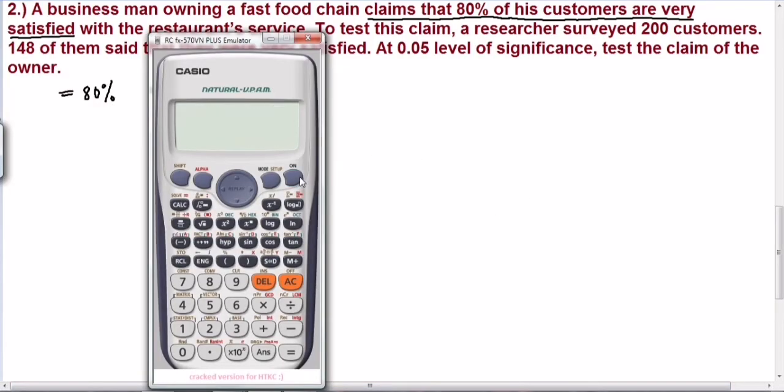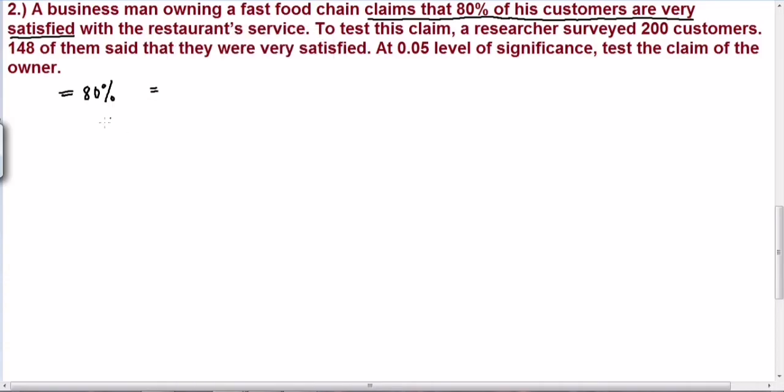So, what will you do? Divide lang by 100. Ayan. So, 0.8 or 0.80. Okay? So, 0.8. So, ang ating claim, ayan yung claim na 80% daw ng customers ay satisfied. So, ibig sabihin, proceed na tayo sa step 1.